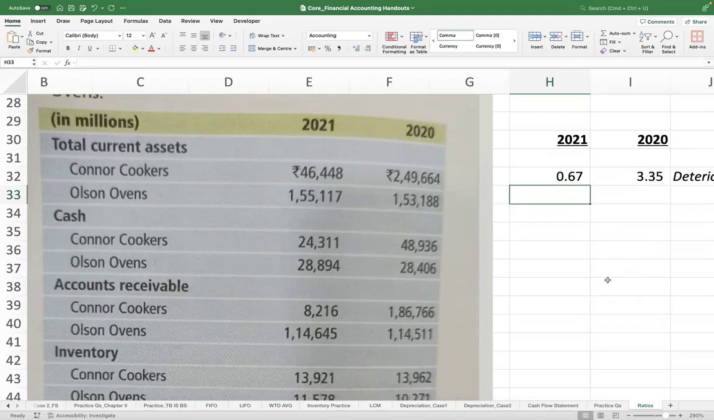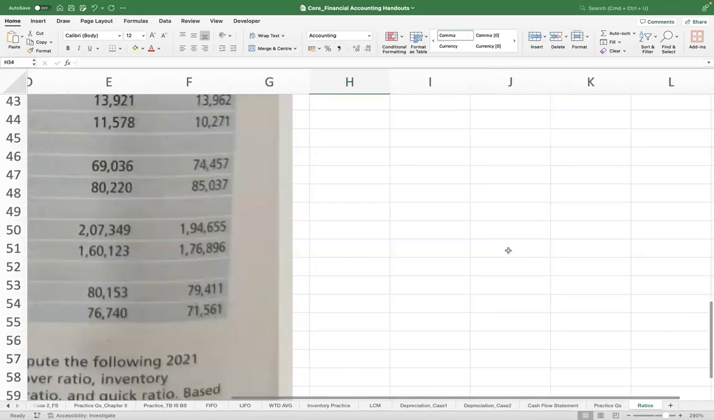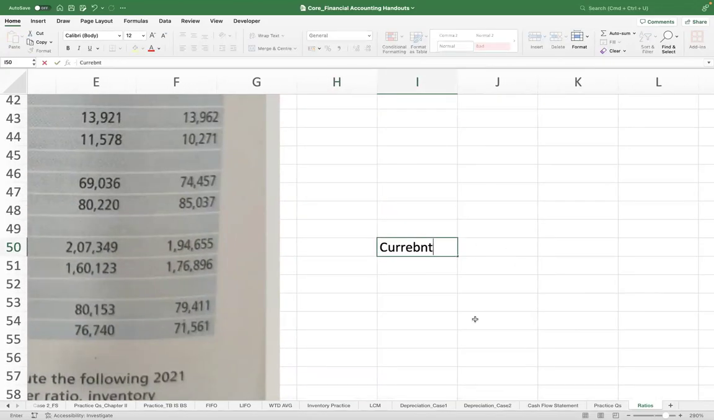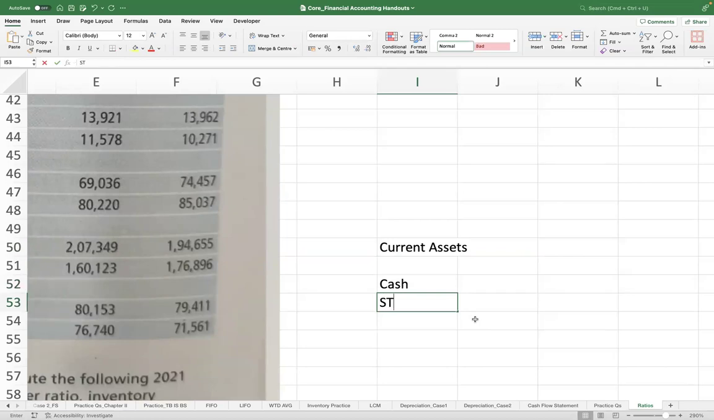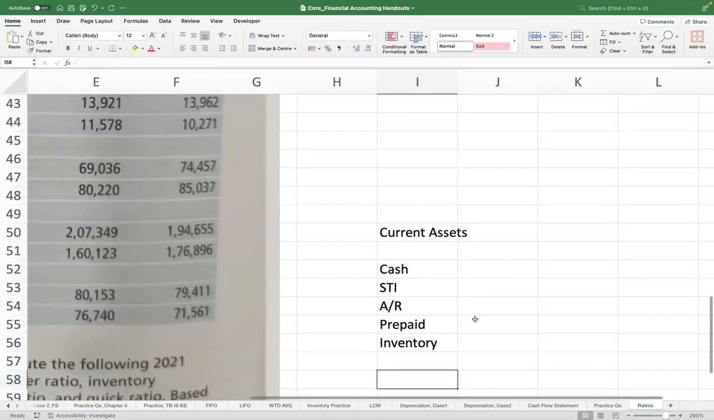Next, what was asked of you to do? Quick ratio. There are two ways to look at the quick ratio. Please pay attention. Now, what all are there in current assets? Current assets mean you have cash, short-term investments, accounts receivable, which is also called sundry debtors, prepaid expenses, and inventory. All of this comes in, and this total will be your current assets.